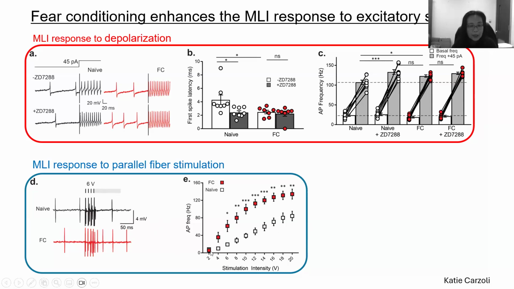This is a group data. It shows in the naive animal, we see a slow increase in the action potential firing, whereas after fear conditioning, the action potential frequency is much, much higher compared with the naive animal. So the stellate cells' response to the excitatory stimulation is much enhanced after fear conditioning.